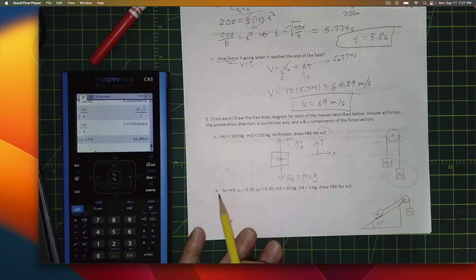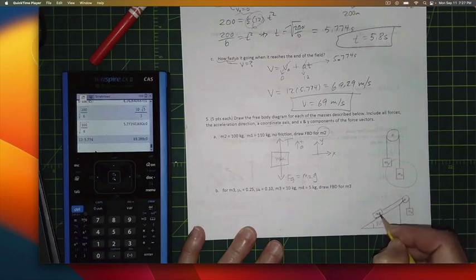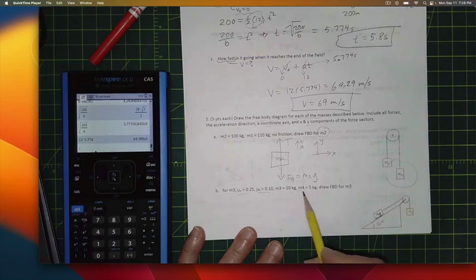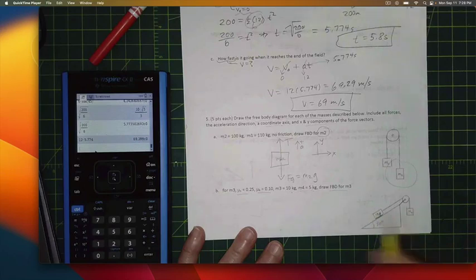Okay, for B, for M3. M3 is here. It's a little hard to read. M3 is the one on the slope. It has US and UK, so that means we're talking about friction. M3 is 10 kilograms. M4 is 5 kilograms. Draw the free body diagram for M3. So we want the one on the slope.